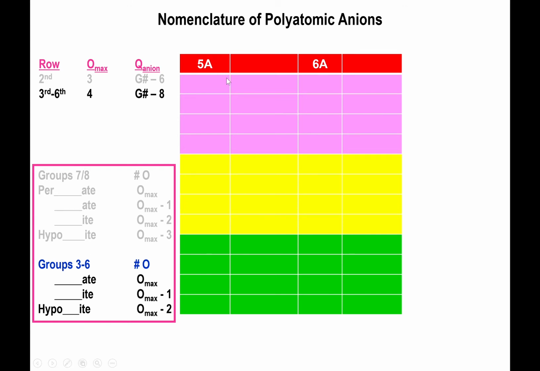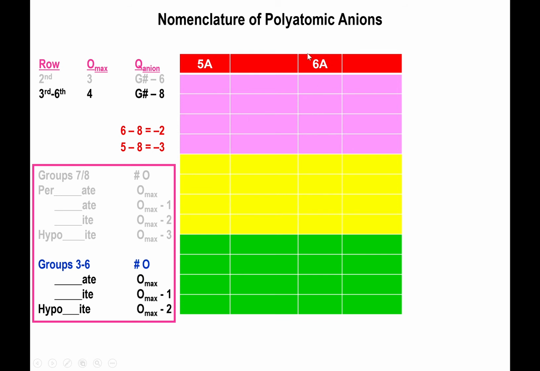Also, because we're dealing with groups 5 and 6, we have to restrict ourselves to using the bottom portion of the nomenclature table. Alright, so for the maximum number of oxygens, which is 4, and the charge, which is given by group number minus 8, if you're in group 5, 5 minus 8 will tell you that the charge is minus 3.